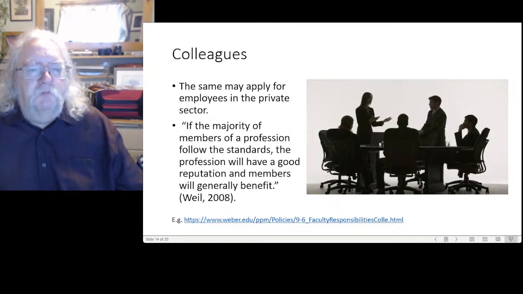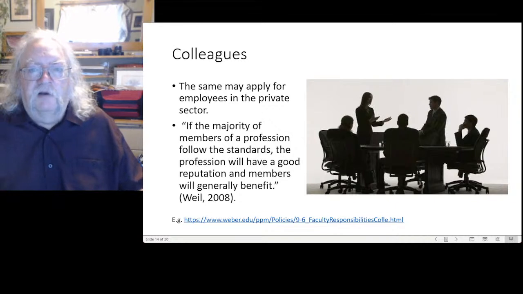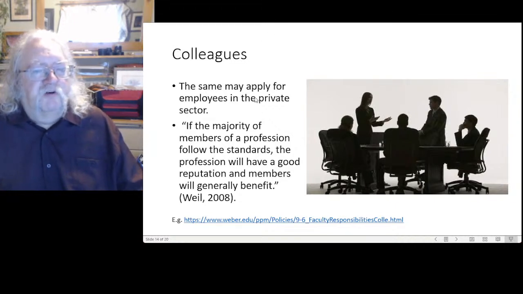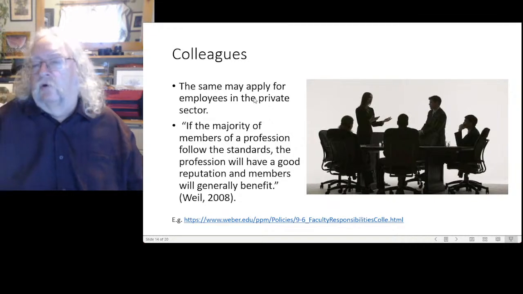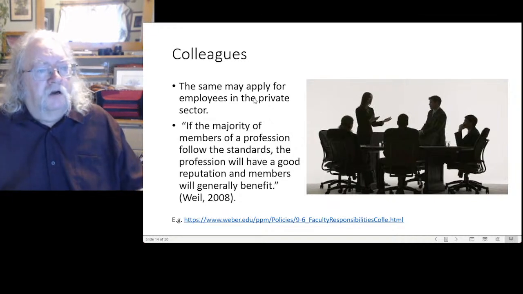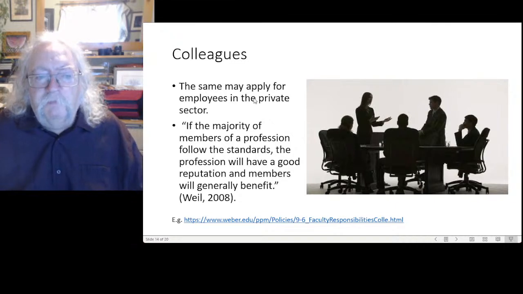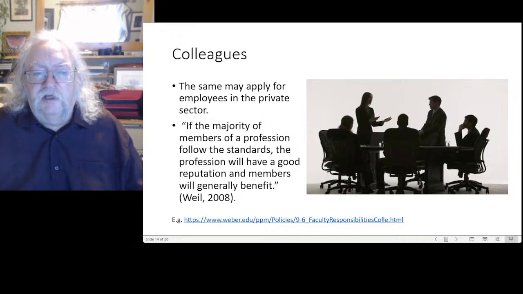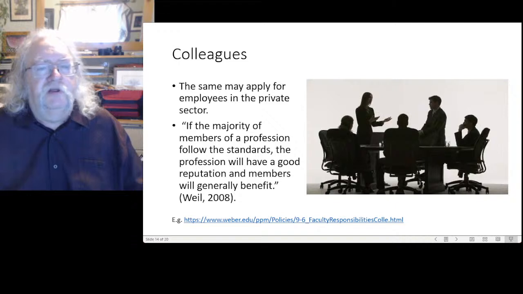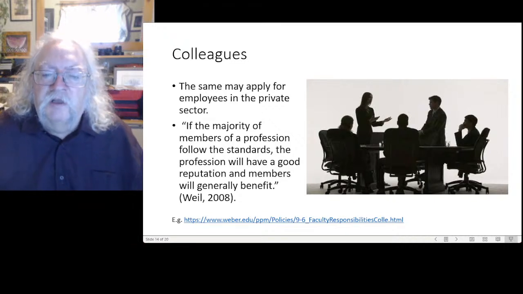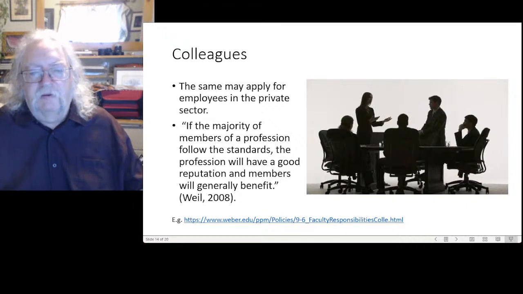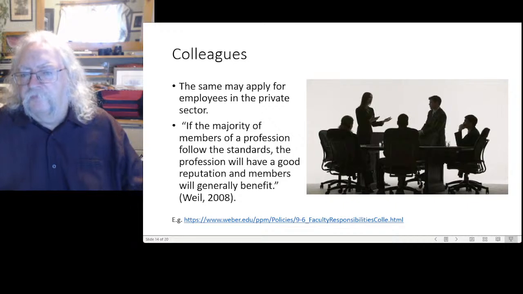It also should be noted that this ethical obligation is in a very real sense self-imposed. And as Weil says, if a member freely declares or professes herself to be part of a profession, she is voluntarily implying that she will follow these special moral codes. And that's what produces the benefits for the majority of the members of the profession.